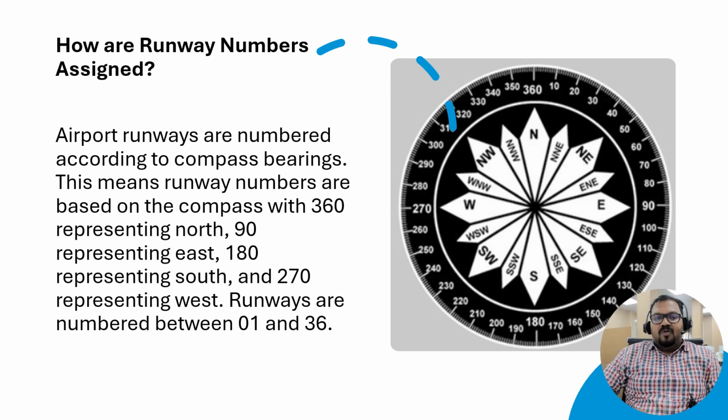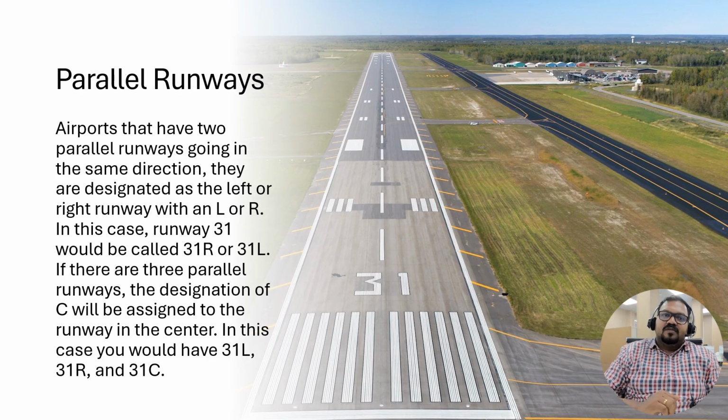Usually a runway is marked as a number between 1 and 36. Next slide, we are talking about parallel runways. On busy days, many airports have too much congestion, so to keep the runway from being overloaded they will build two runways. This is called a parallel runway.